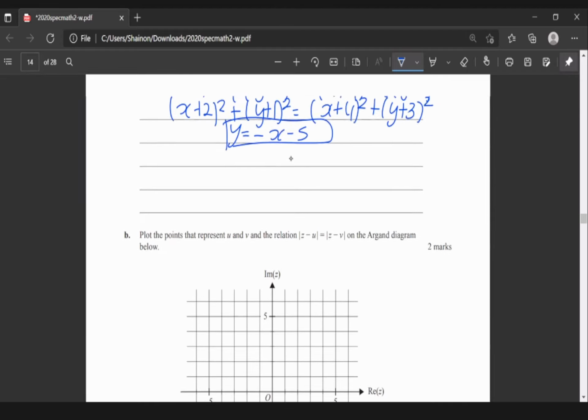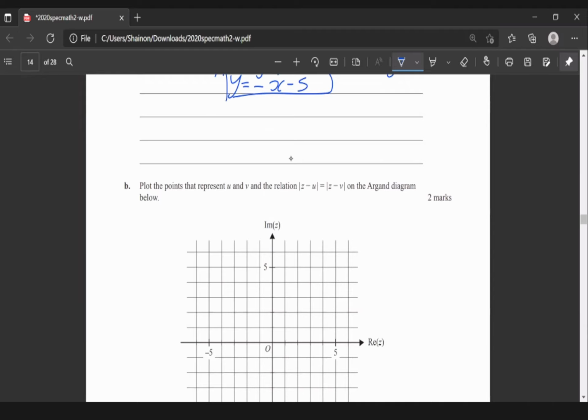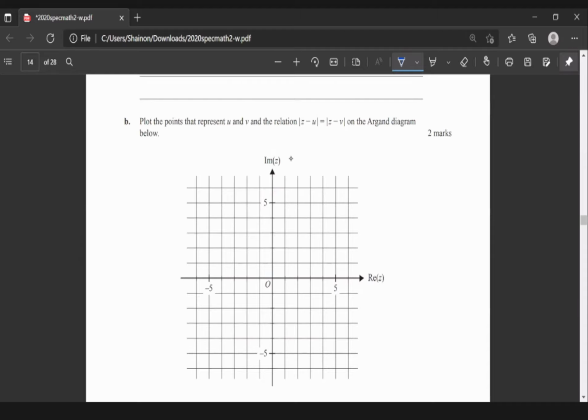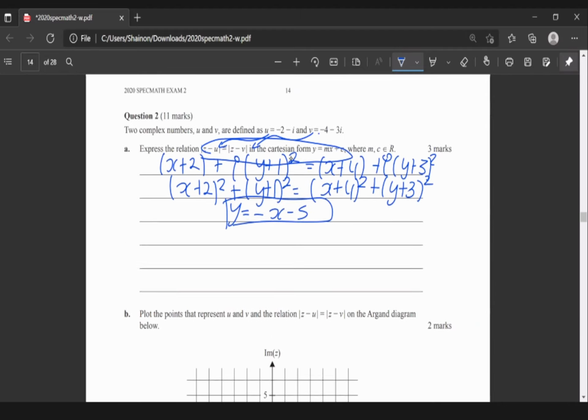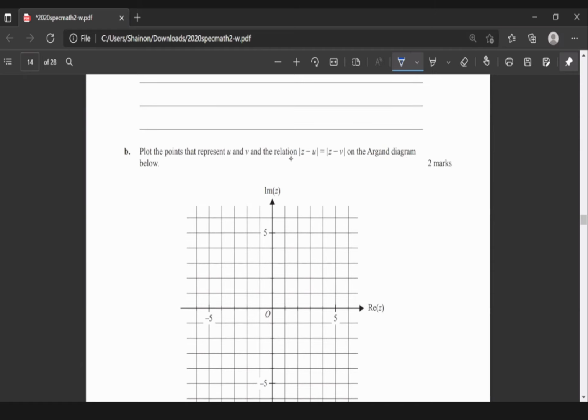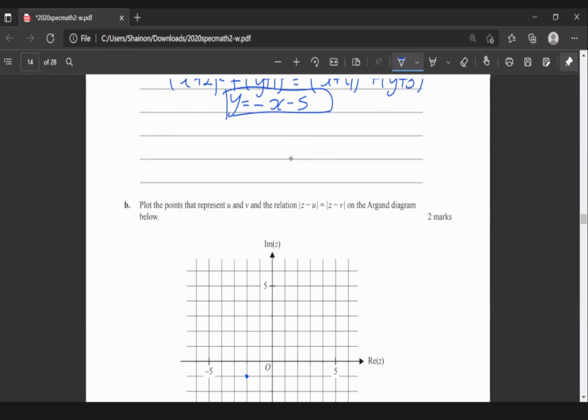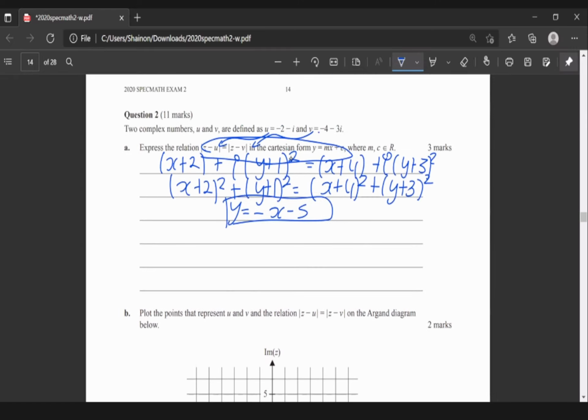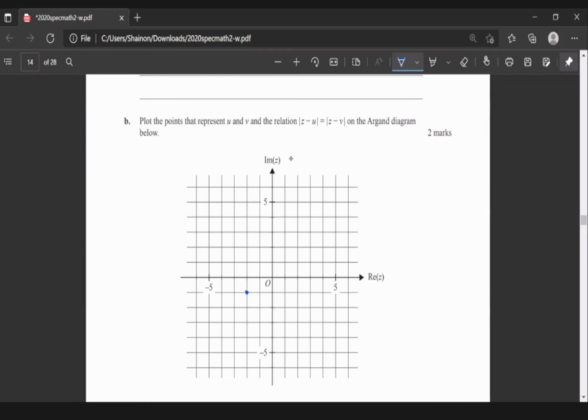So we're going to plot the function we just found, negative x minus 5. And u and v. So u we know is negative 2, negative i, and v is negative 4, and 3. And we know the line passes through here and here. So it should look like something like that.